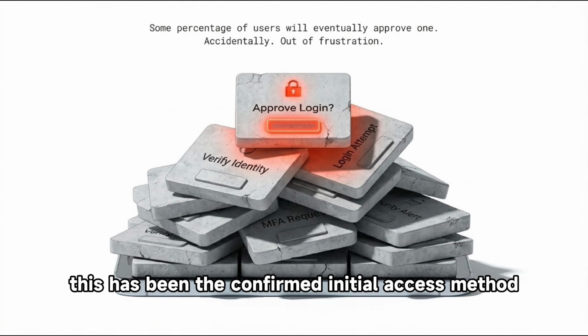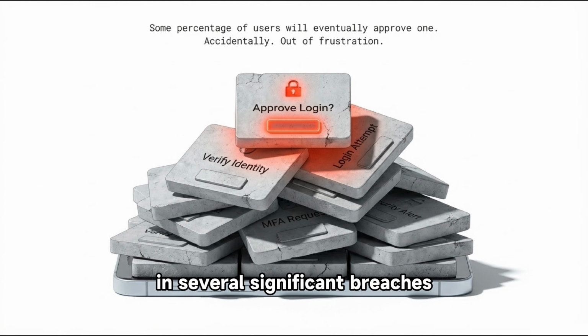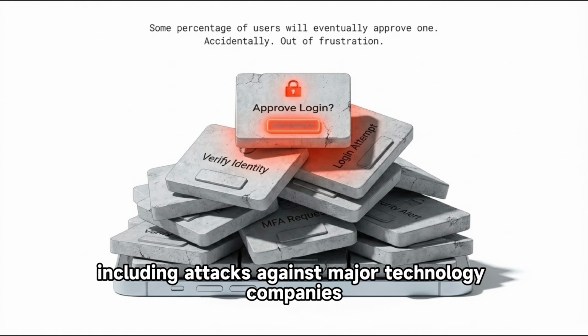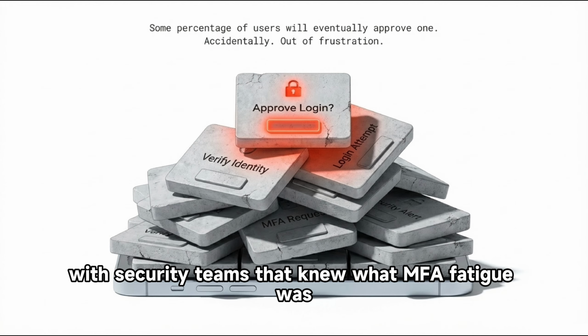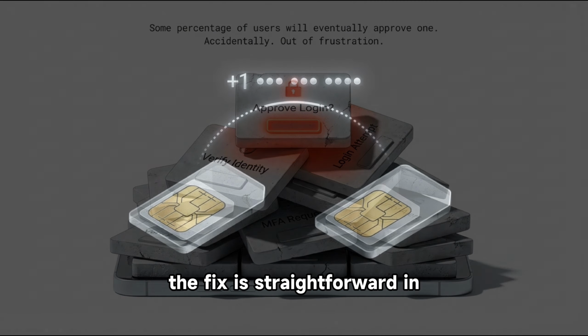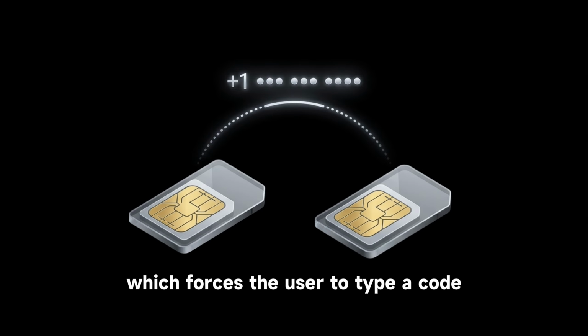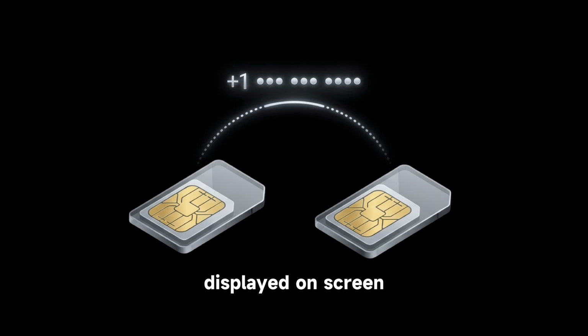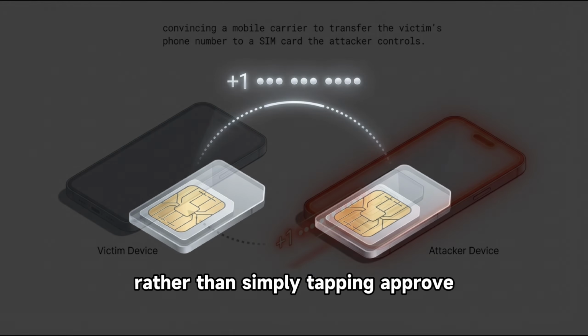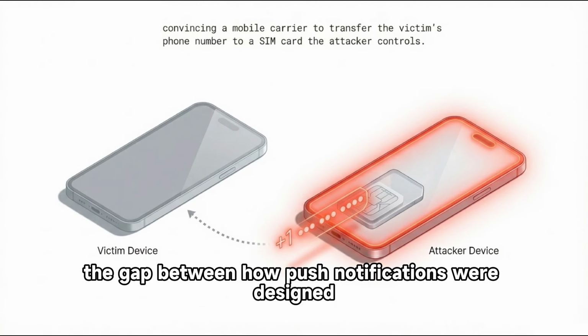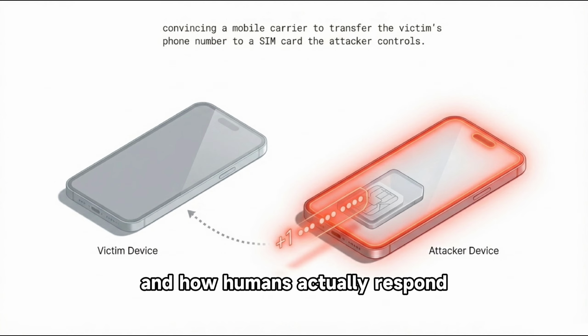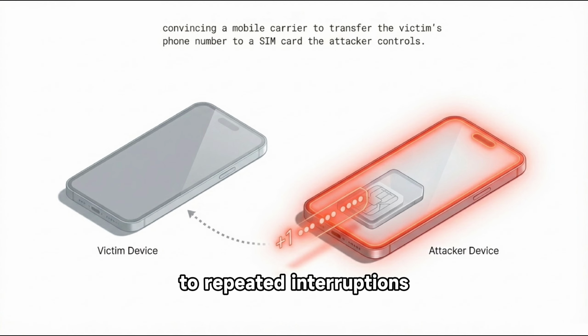This has been the confirmed initial access method in several significant breaches, including attacks against major technology companies with security teams that knew what MFA fatigue was. The fix is straightforward in principle. Require number matching, which forces the user to type a code displayed on screen rather than simply tapping approve, but the attack exploited the gap between how push notifications were designed and how humans actually respond to repeated interruptions.